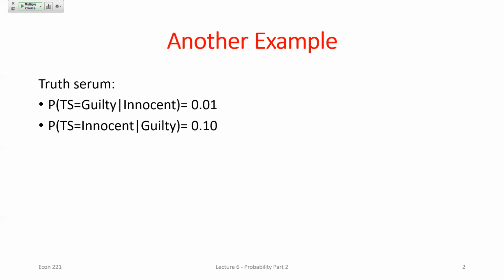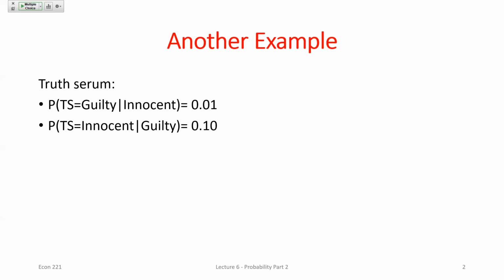Given that someone is innocent, this truth serum accidentally makes the people say they're guilty 1% of the time, or with a probability of 0.01. Then given that they're guilty, this truth serum makes them say they're innocent about 10% of the time, or 0.1. So it doesn't always work. We've got these two conditional probabilities.